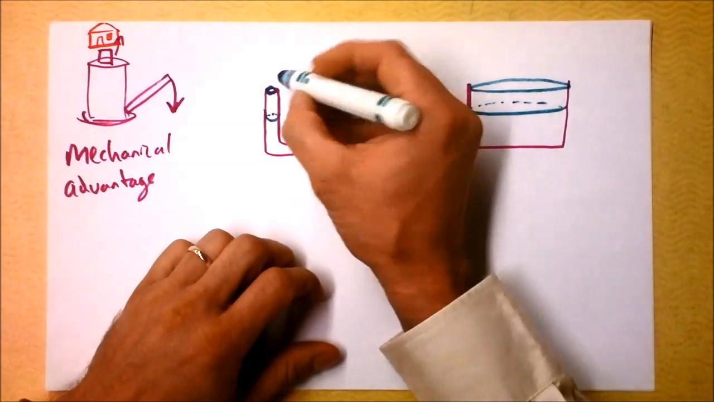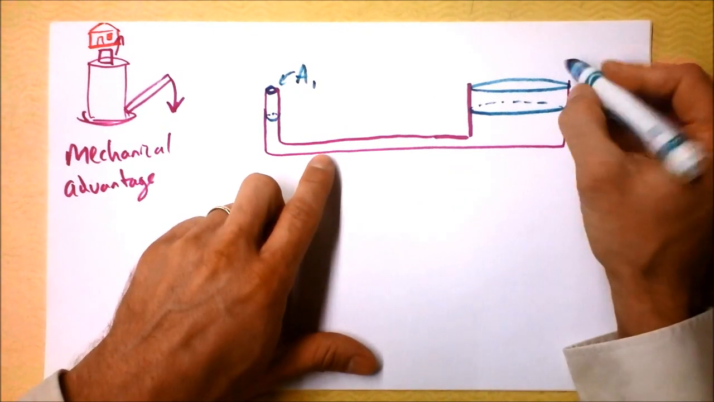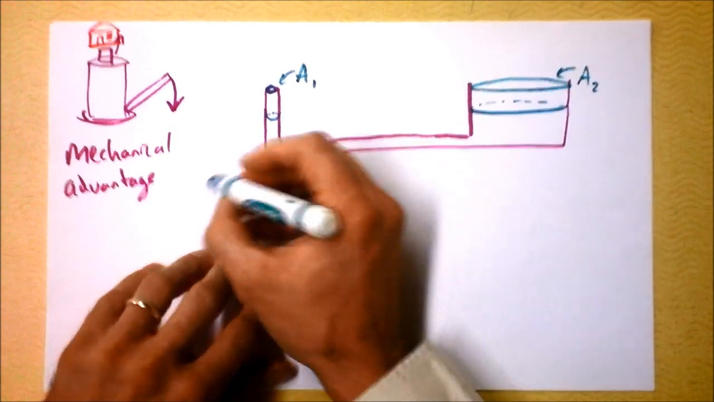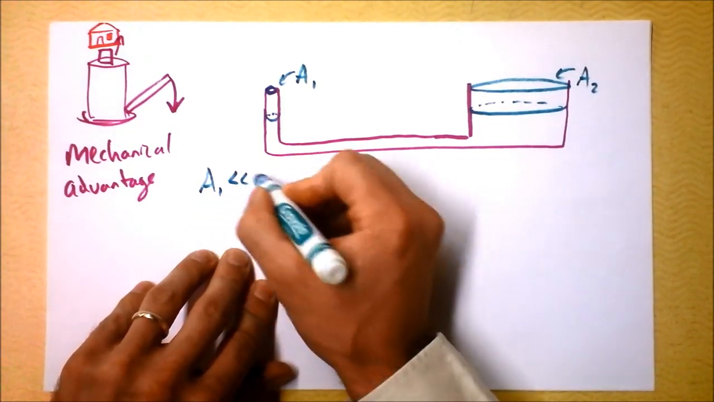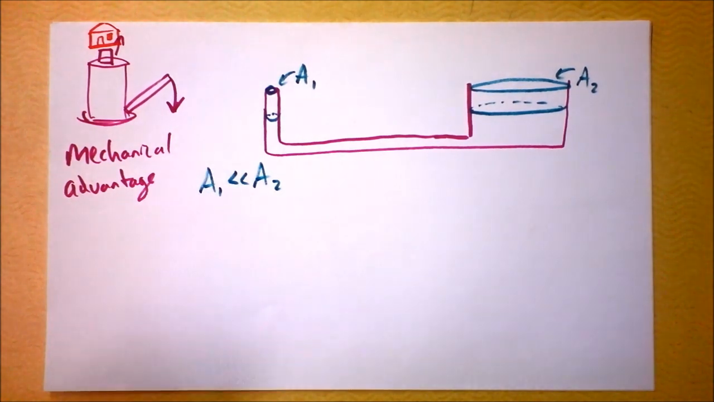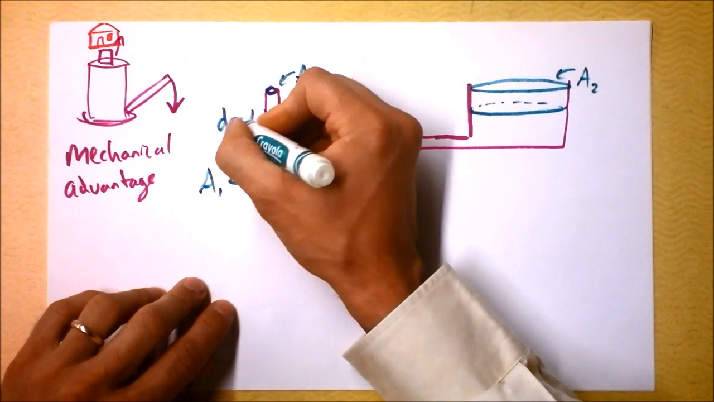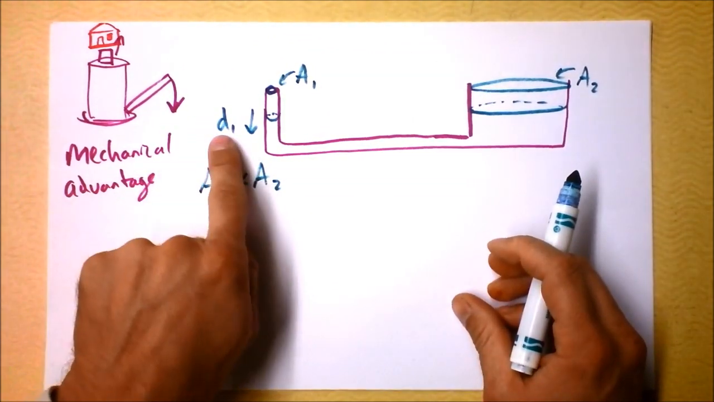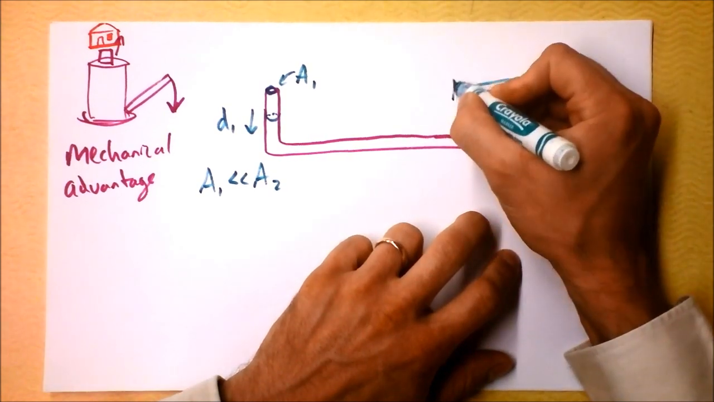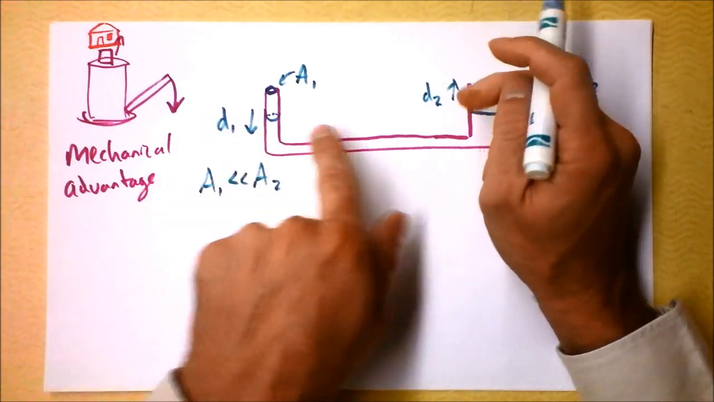Let's notice first that the area of this side, we'll call it area 1, is much, much smaller than the area of this side, which we'll call area 2. So here we go. A1 is much smaller than A2. And we can get some equations going here. If this thing moves a little bit, we can call its motion d1, the distance that it's moved down, and then this one will move just a tiny bit up, and that'll be d2. And I'm implying that these aren't the same distance.